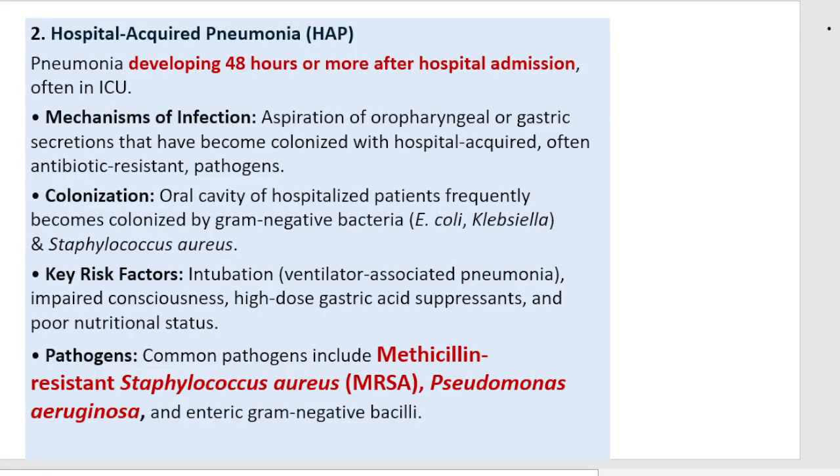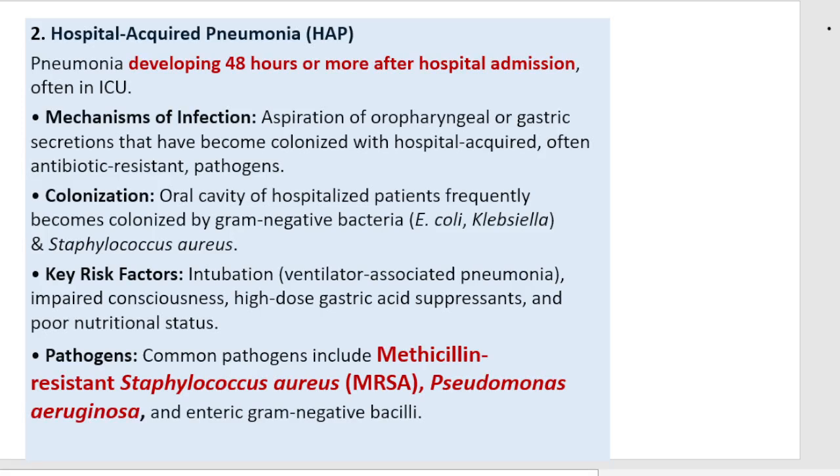As mentioned earlier, hospital-acquired pneumonia develops 48 hours after admission, often in ICUs. The mechanism includes aspiration of colonized oropharyngeal or gastric secretions. The oral cavity of hospitalized patients is often colonized by gram-negative bacteria like E. coli and Klebsiella, and Staph aureus.